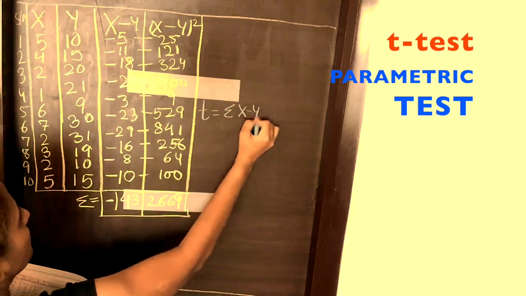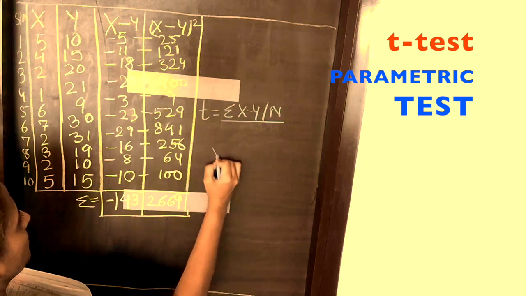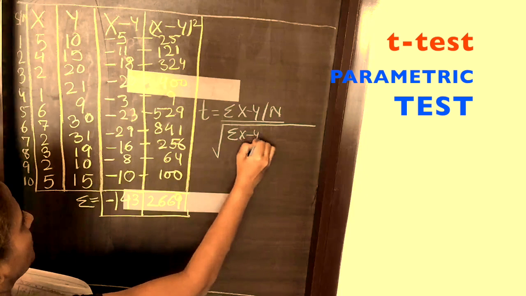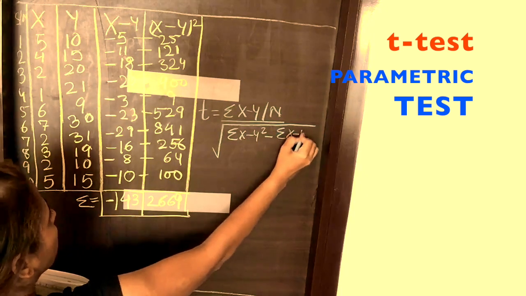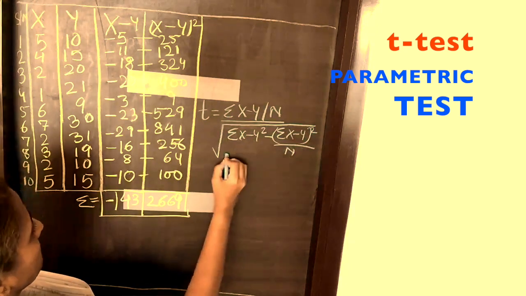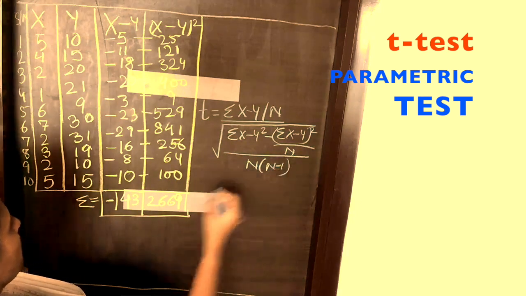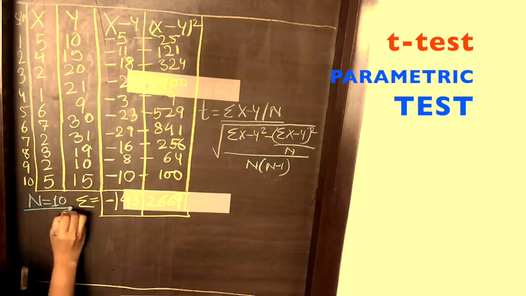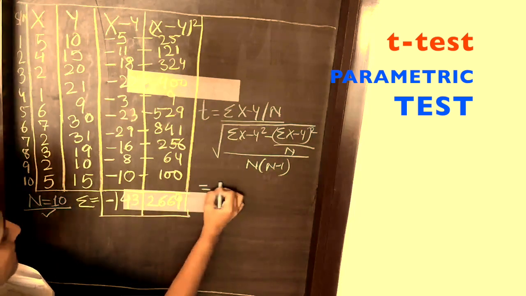Now coming to the formula t-test, t is equal to sum of x minus y divided by n, and then this whole will be divided by the square root of x minus y square that we calculated in the last column minus x minus y whole square divided by n, and this whole will be divided by n into n minus 1. So this is the formula, and n here will be 10. Okay, so we'll work on this formula.